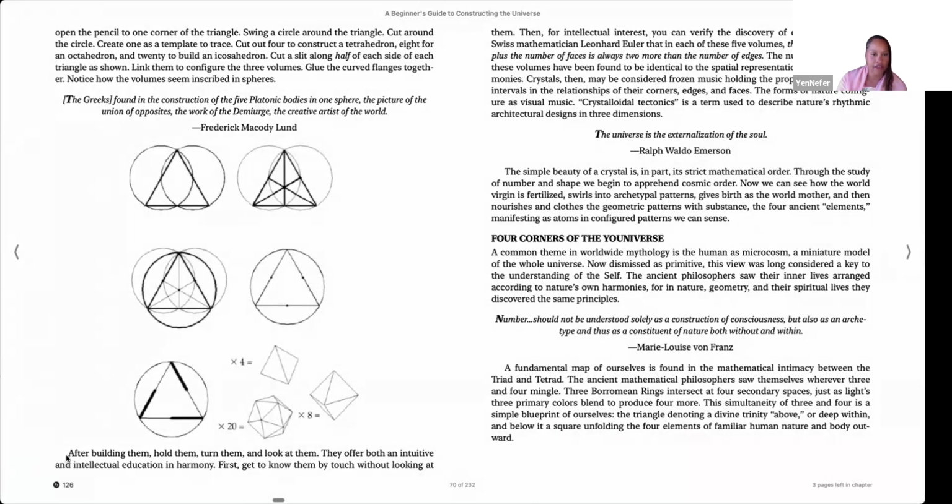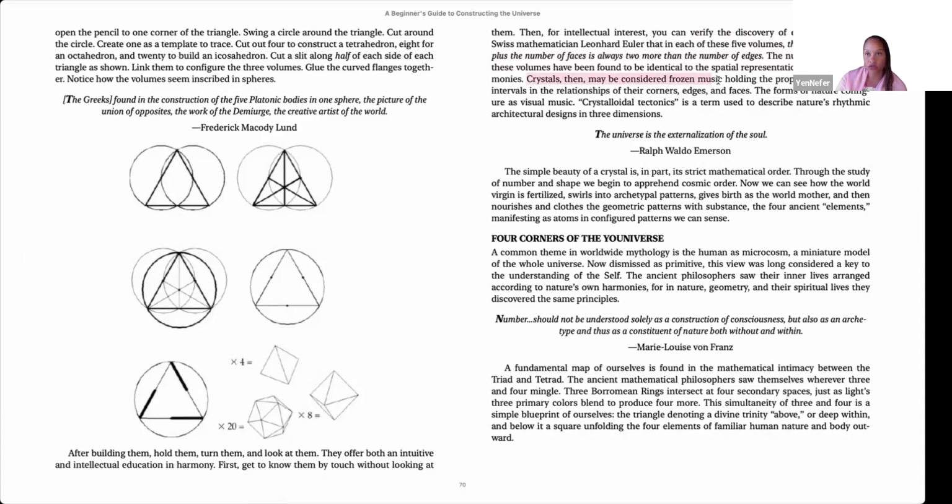So he says, after building them, hold them, turn them, and look at them. They offer both an intuitive and intellectual education and harmony. First, get to know them by touch without looking at them. Then, for intellectual interest, you can verify the discovery of 18th century Swiss mathematician Leonhard Euler that in each of these 5 volumes, the number of corners plus the number of faces is always 2 more than the number of edges. The numbers involved in these volumes have been found to be identical to the spatial representations of musical harmonies.